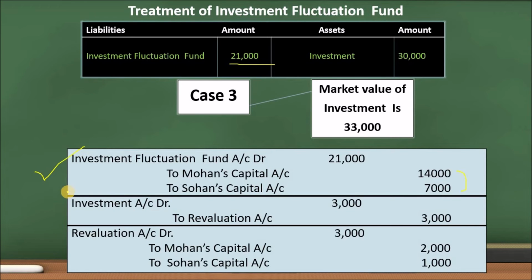Next, we are going to record the increase in the value of investment. It is a profit, therefore it will be transferred to the credit side of revaluation account. And the third entry is the profit which is there in revaluation. It is distributed among old partners in old ratio, and since it is a profit, it is going to increase their capital. So therefore Mohan and Sohan's capital account is credited. So 3,000 is divided in ratio 2:1. So it will be 2,000 and 1,000.